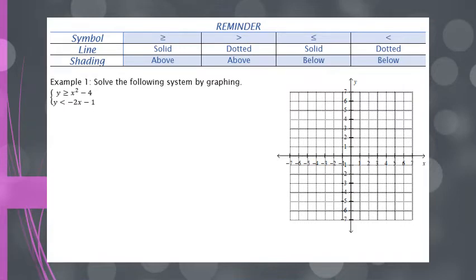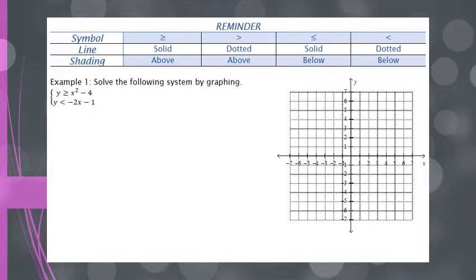All right, so we're going to do the exact same thing that we just finished with in lesson 9, but we're going to add some features onto our graph. And those features are whether or not we're going to use a solid or dotted line, and then if we're going to shade above or below. So it's kind of like we're taking the previous lesson and we're adding it together with the inequalities that we already know how to do.